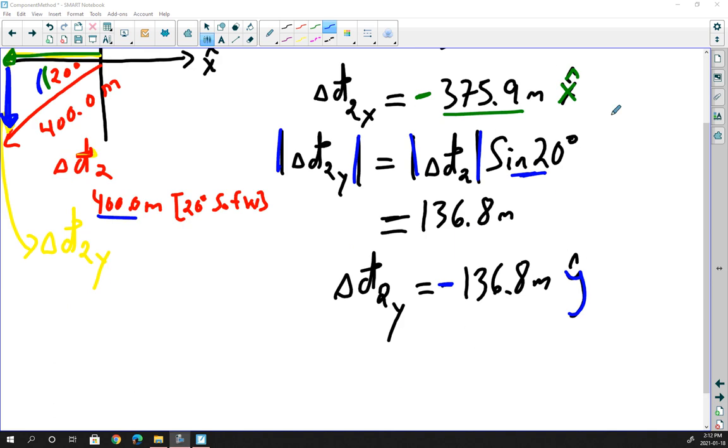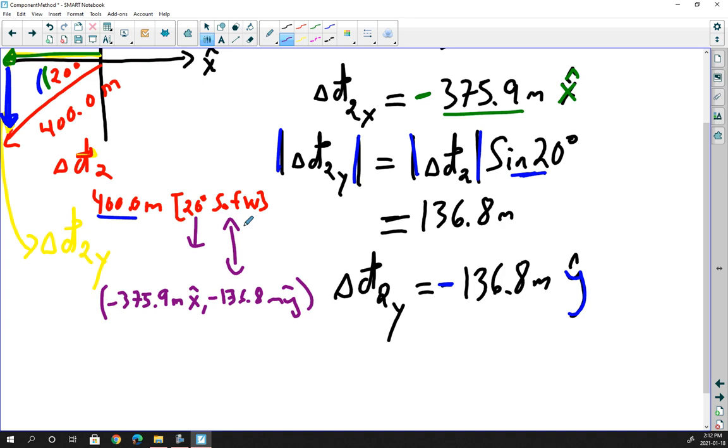So once again, what have we done really, kids? Well, we've converted from angle magnitude to component form: negative 375.9 meters x hat, negative 136.8 meters y hat. These two are just different ways of saying the same thing, different ways of expressing the same vector. But in component form, as you're going to see shortly, adding them is very easy.